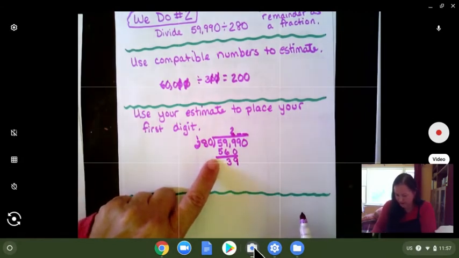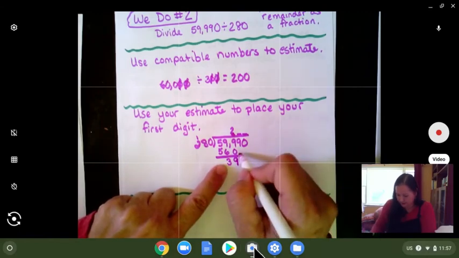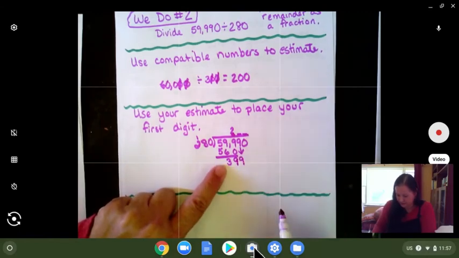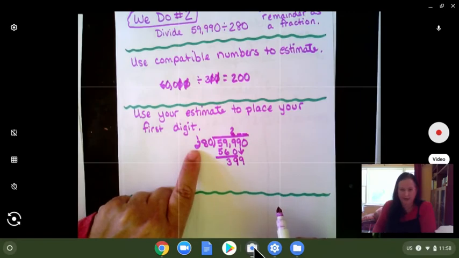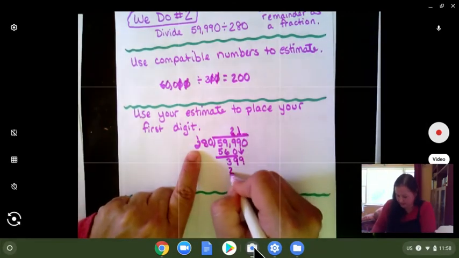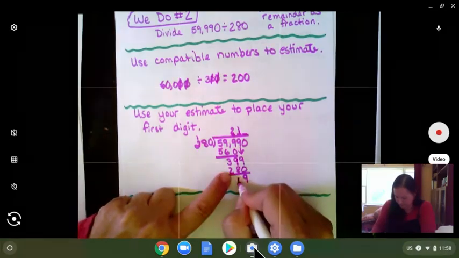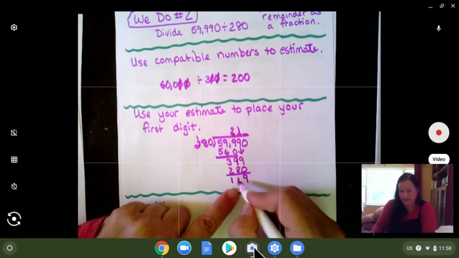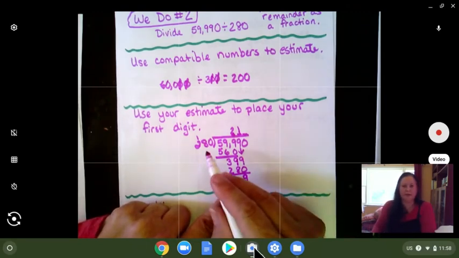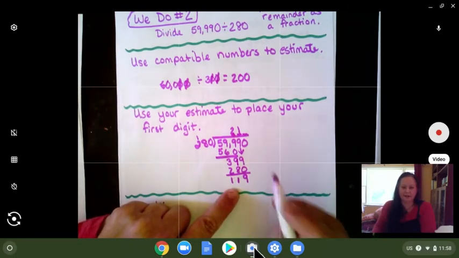And when I subtract, I have 39. Bring down that next number. I know that 280 times 2 is more than 400, so it's only going to fit in there once. Yep, this number, my answer to the subtraction problem, is less than 280, so we're on the right track.